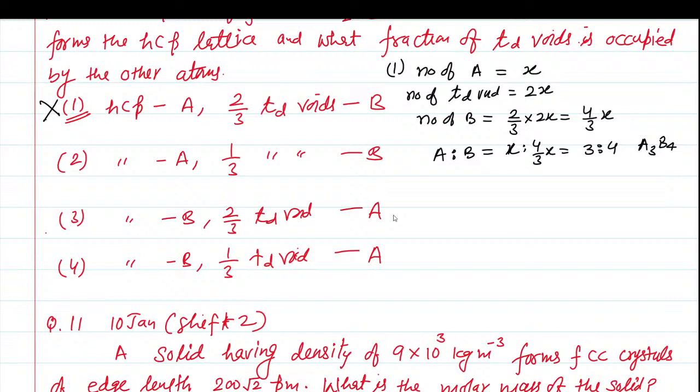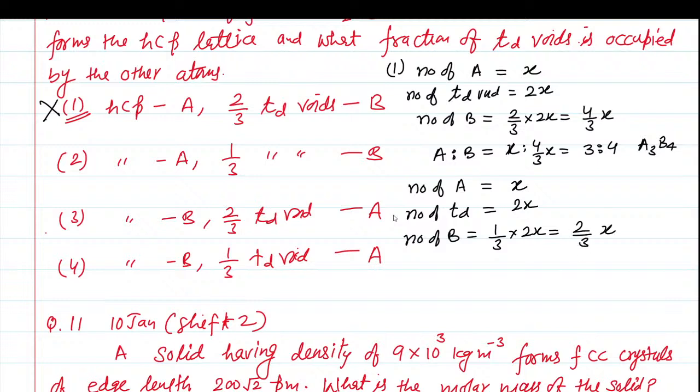If I choose the second option, then number of A forming HCP, take it as x, number of tetrahedral voids again 2x, and number of B becomes 1/3 of 2x, which is 2/3 x. So A, okay, that was for the previous question. Okay, sorry, I thought of this question.